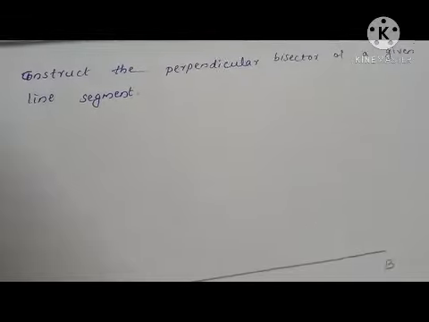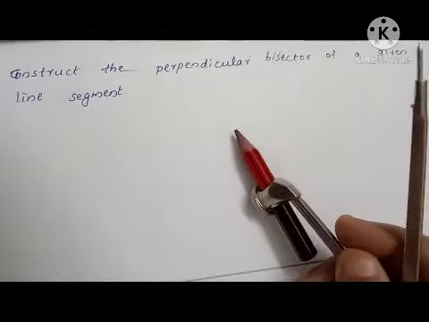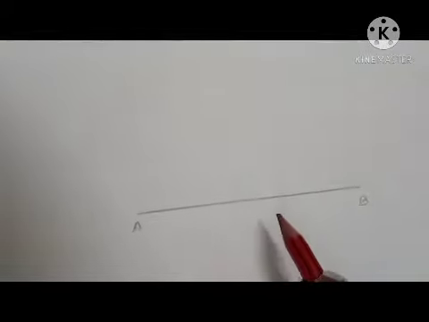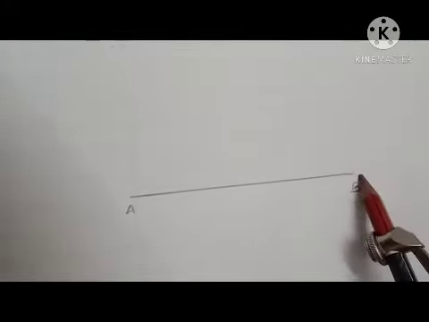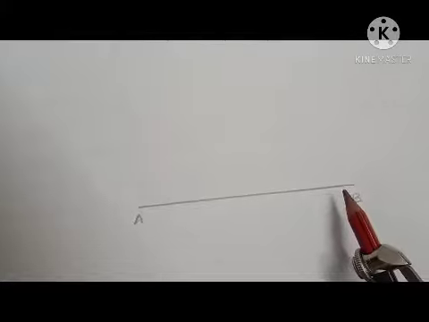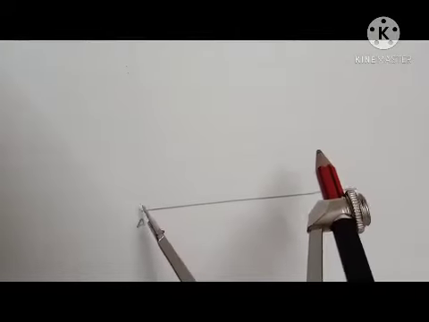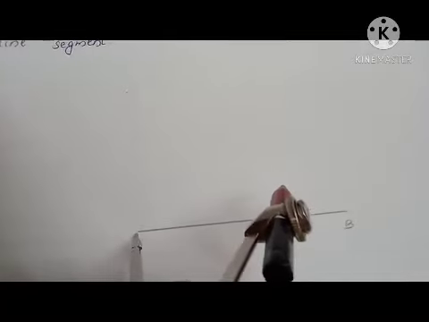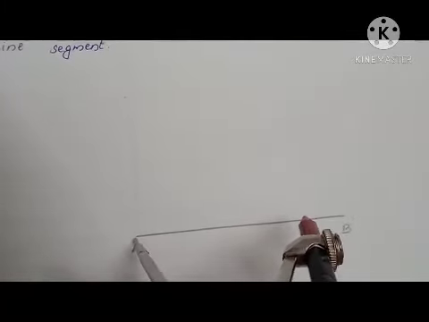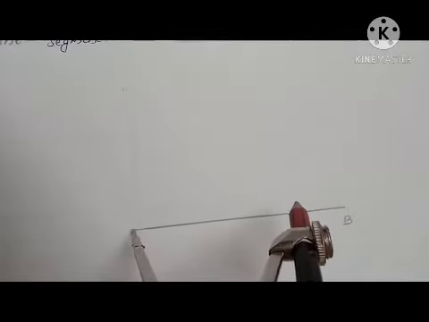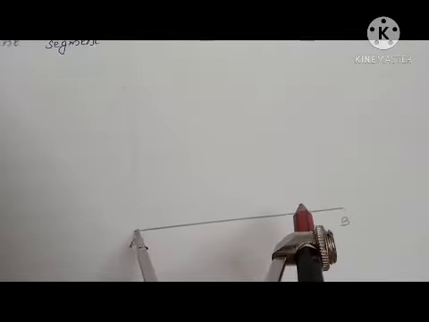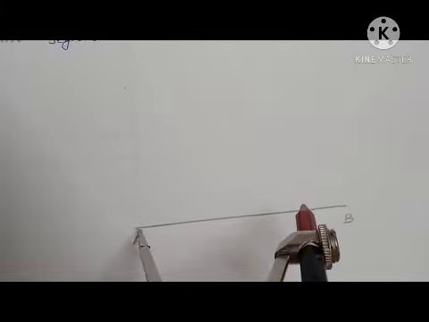Construct the perpendicular bisector of a given line segment. For that we have to get a line segment. Here AB is the line segment. I draw that first. Then we should take more than half of the length of AB by using only the compass. No need to take an exact value. 3/4. From this figure itself we will get 3/4 of this AB. Put the compass at one of the end points and take 3/4 of the distance of AB.